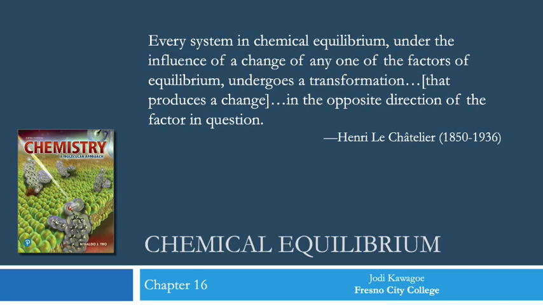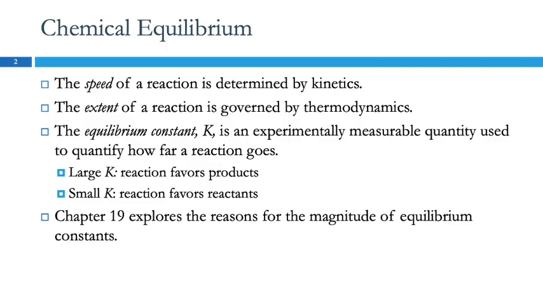And this is a quote from Henri Le Chatelier, who is the guy that Le Chatelier's principle is named after. Every system in chemical equilibrium under the influence of a change of any one of the factors of equilibrium undergoes a transformation that produces a change in the opposite direction of the factor in question. And a little later in this chapter, we'll be talking about Le Chatelier's principle, so I won't go into that right now.